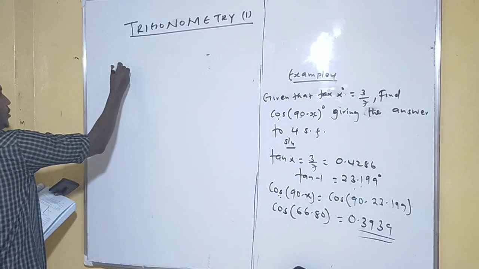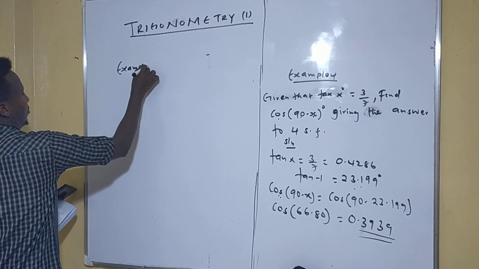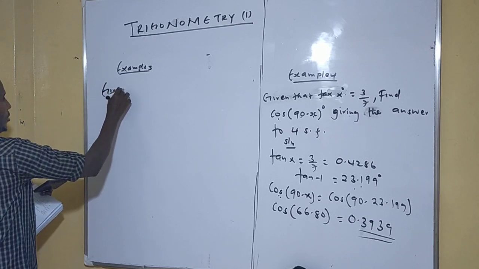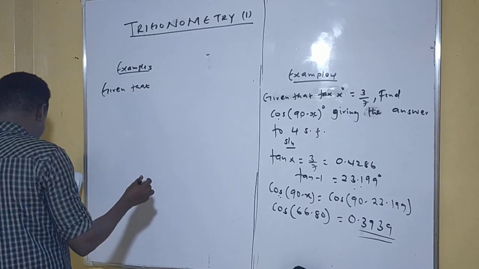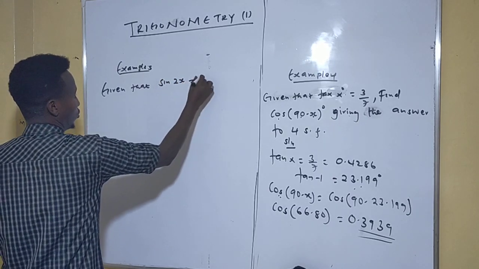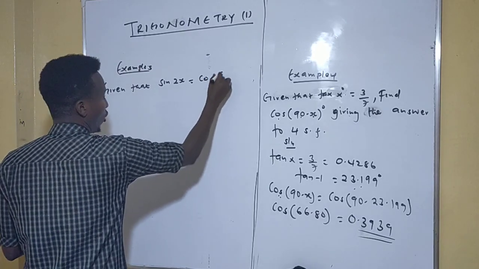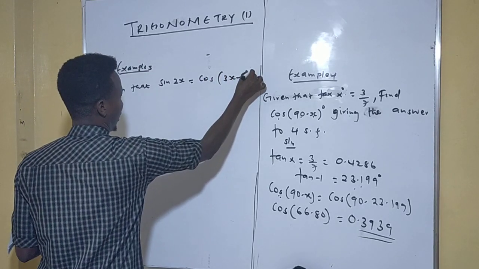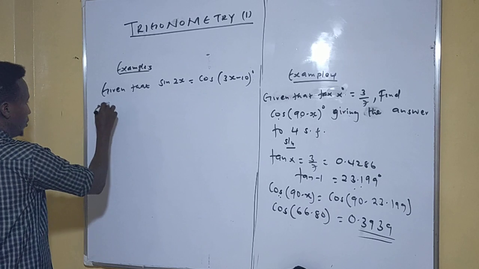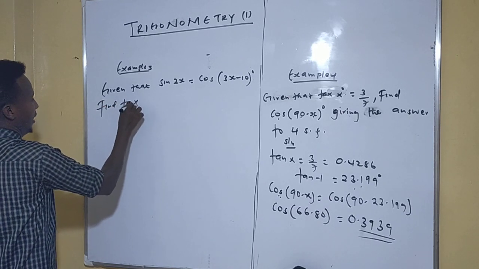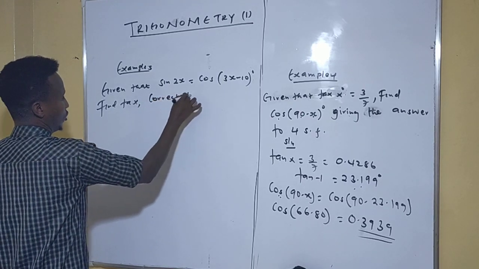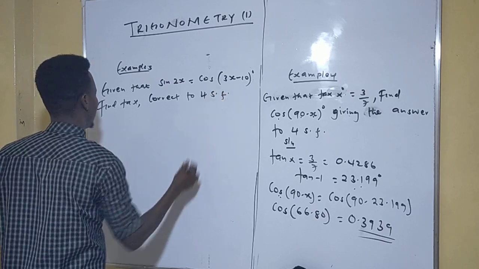Given that, this is example 5. You're told, given that sine 2x is equal to cos, open the bracket, 3x minus 10, close the bracket, degree. Find tan x. You are told, find tan x, correct to four significant figures, okay?